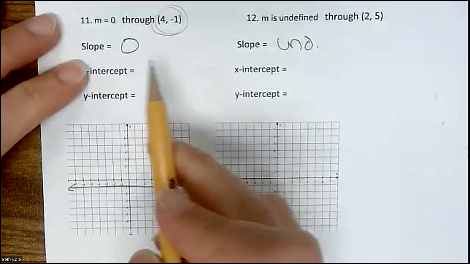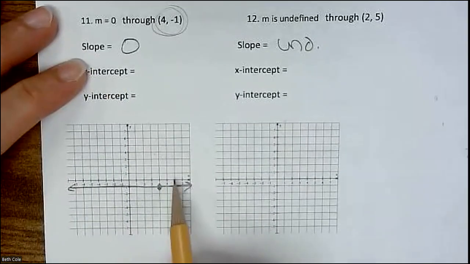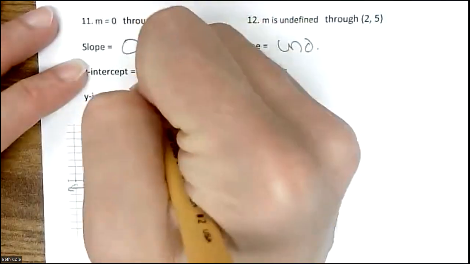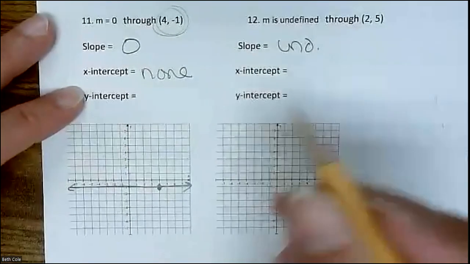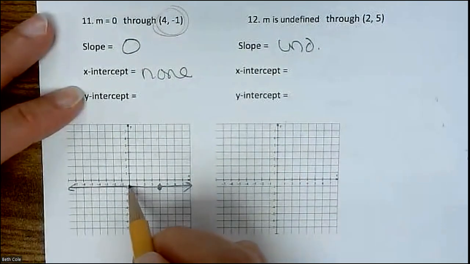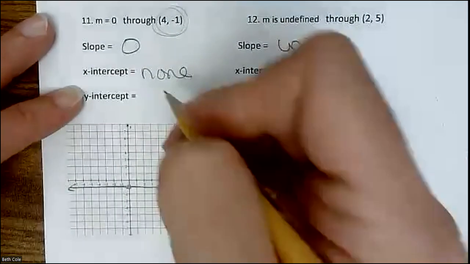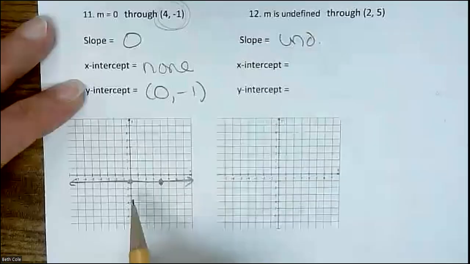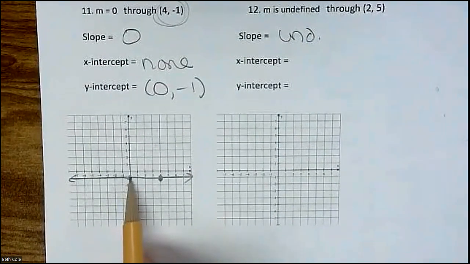Now, what is your x-intercept? None. There isn't one. Good. And your y-intercept is right here. Good. Well, it's 0, -1. It's this point right here.